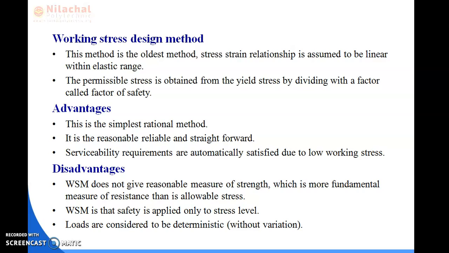Another thing is that loads are considered to be deterministic, that is, without variation. For example, if a building is subjected to earthquake load or any kind of vibration load, then it can't be assessed by the working stress design method, which is a big demerit.